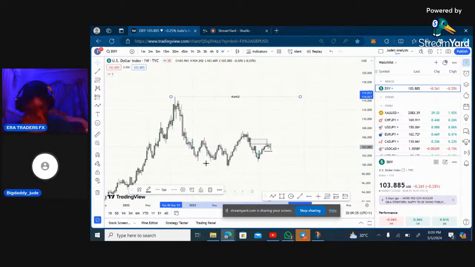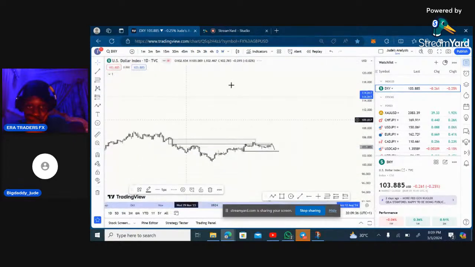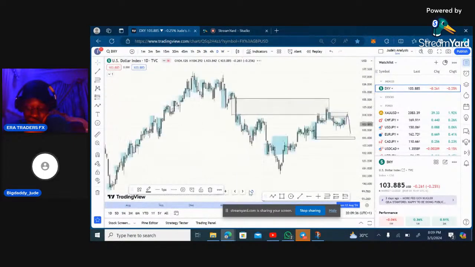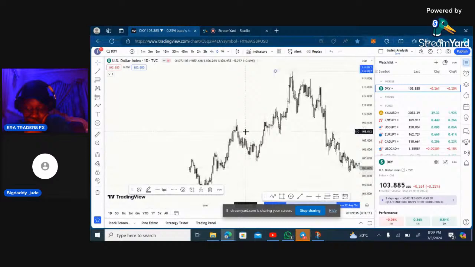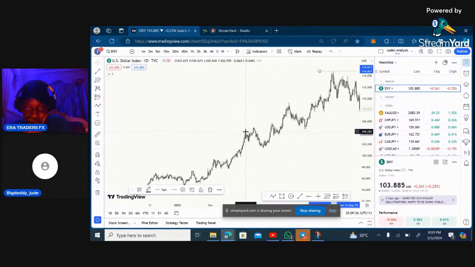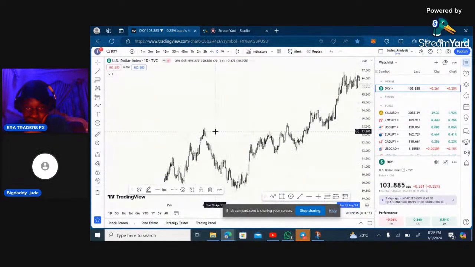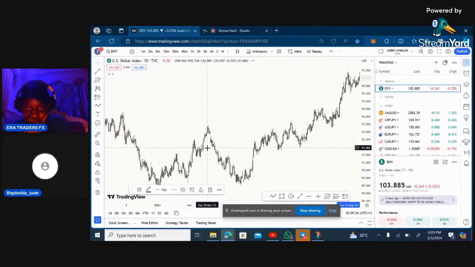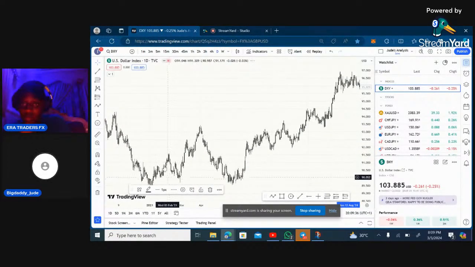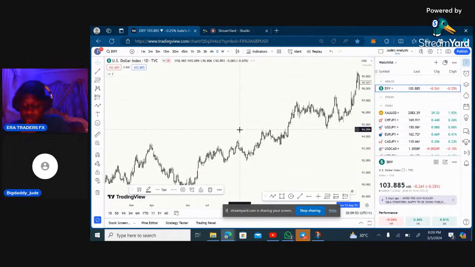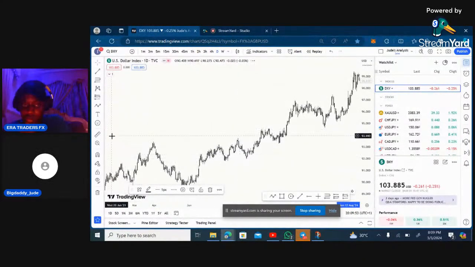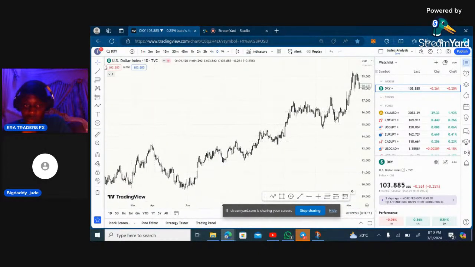So let's move down to the daily time frame to see what's happening. Here on the daily time frame, let's analyze from this point. This is April 2021. Now what can you see here? You can see a series of higher highs being formed, also a series of upward pushes. You can see highs being taken out.